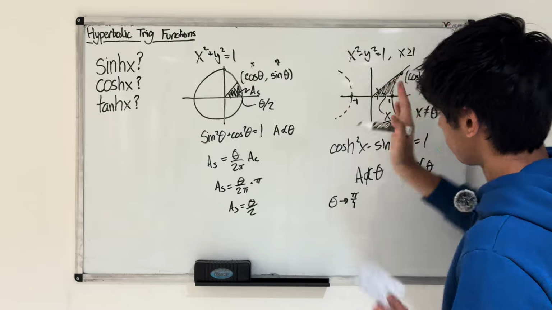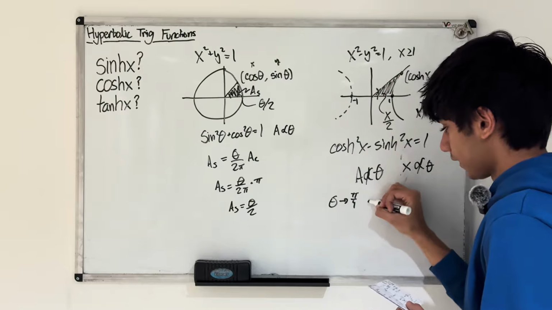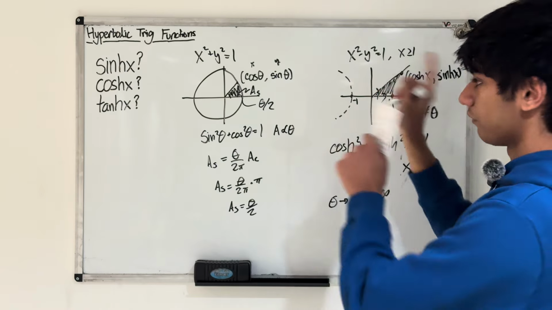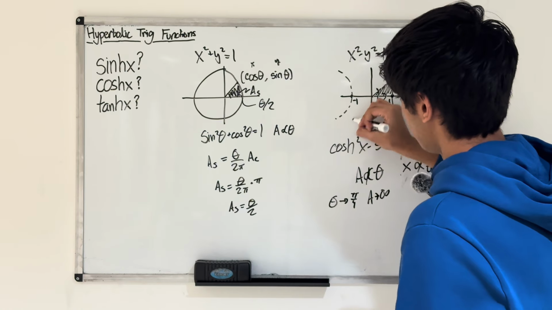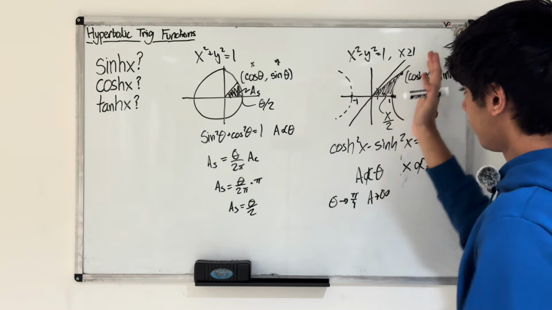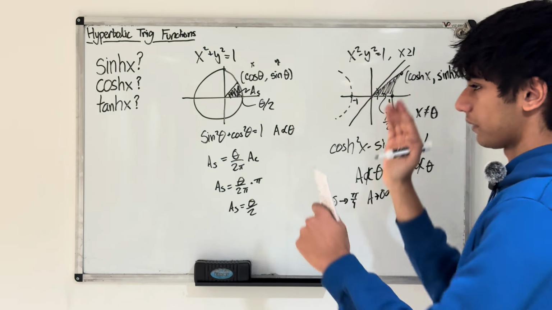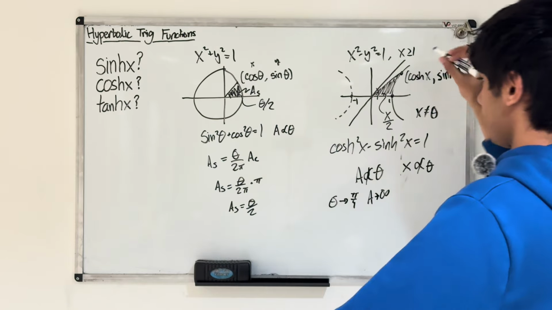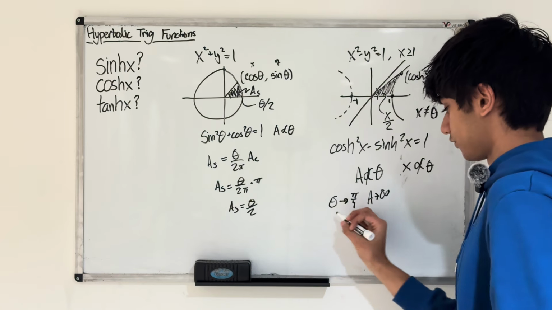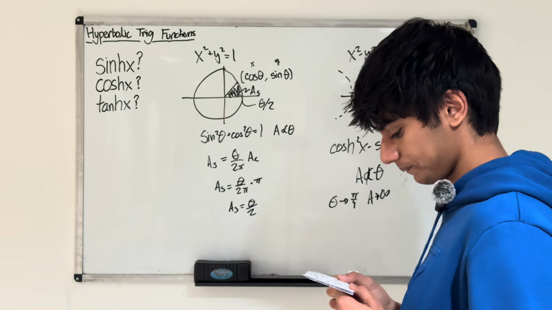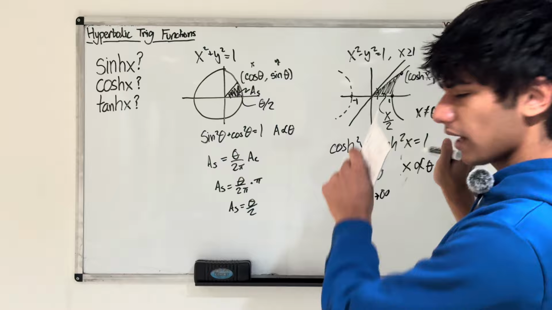One other thing to note is that as theta approaches pi over 4, we're getting our area closer to infinity, because for the function x squared minus y squared equals 1, there's an asymptote like that. As we approach it closer and closer, the area just keeps going. We don't ever touch it, and so we reach infinity. So theta keeps going to pi over 4, and the area approaches infinity.